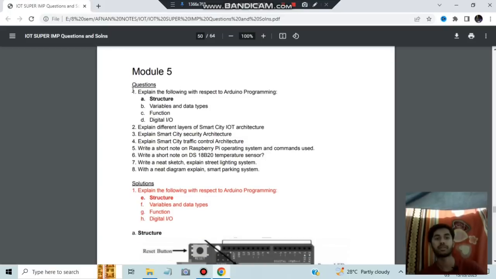Moving on to module 5, we have the following questions. So let's have a look at each of these one by one. The first question: explain the following with respect to Arduino programming: structure, variables, functions, and digital I/O.